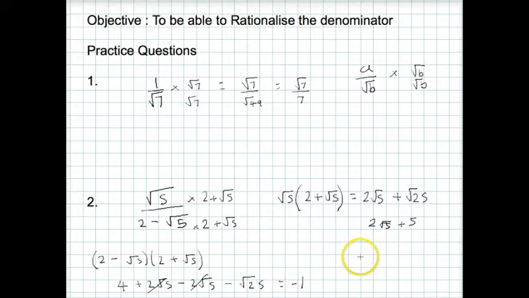So if we then write that as our answer, on the top, remember, we had 2 root 5 plus 5, and on the bottom now, we've got negative 1 as our answer.